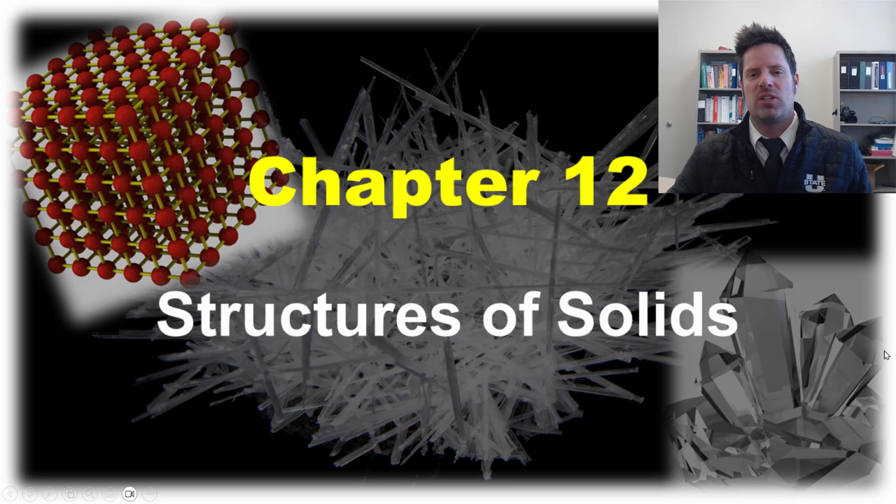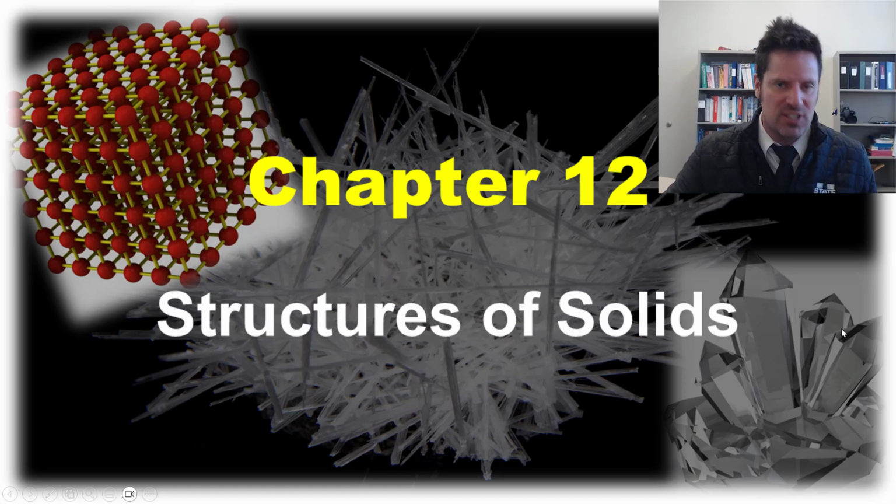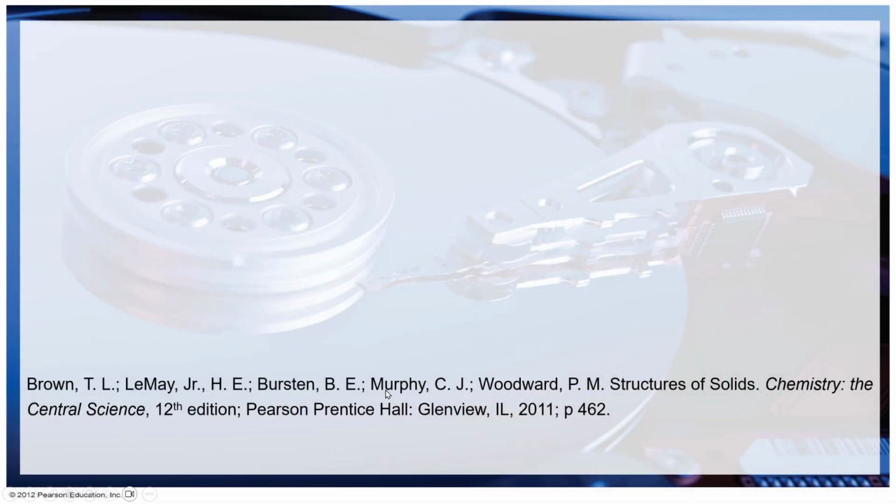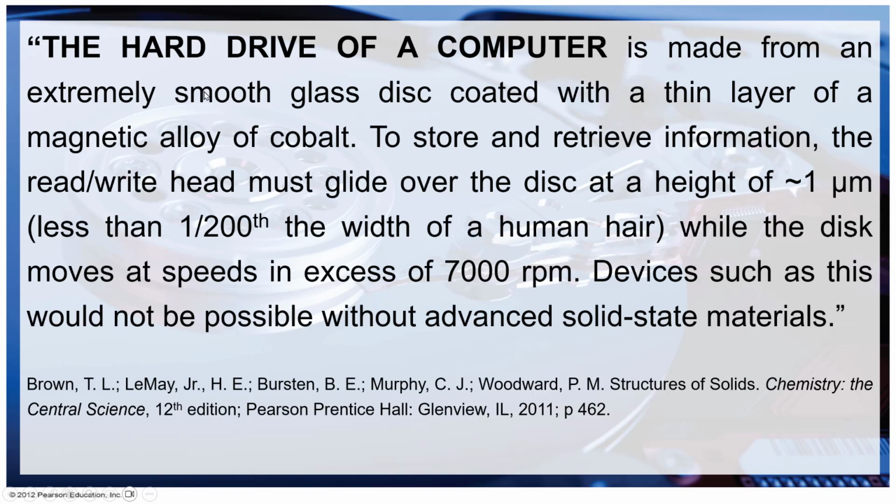We begin this video series with a quote taken directly from our text, referenced in the description below, as well as at the bottom of this slide. Quote, "The hard drive of a computer is made from an extremely smooth glass disc coated with a thin layer of a magnetic alloy of cobalt. To store and retrieve information, the read-write head must glide over the disk at a height of about 1 micrometer, which is less than 1/200th the width of a human hair, while the disk moves at speeds in excess of 7,000 rotations per minute. Devices such as this would not be possible without advanced solid-state materials."